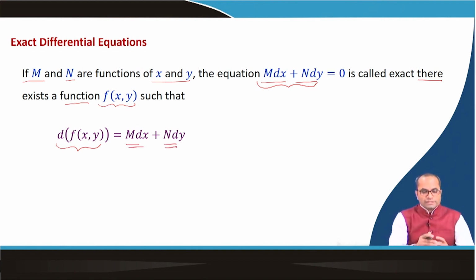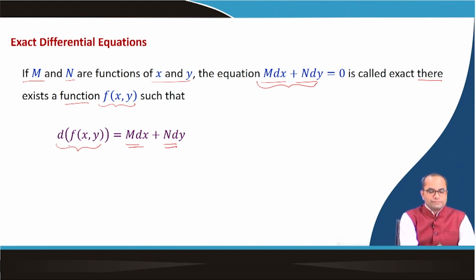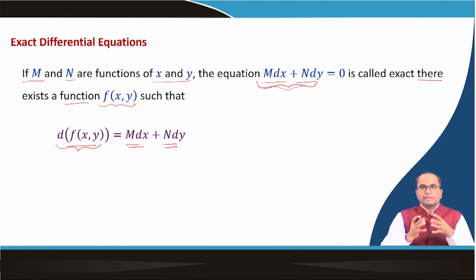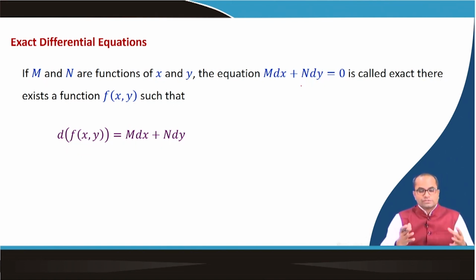So, what is the advantage of having such a function and why do we call this exact? Because here we have the exact differential. The whole differential equation can be written as the exact differential of a function f(x,y), then we call such an equation an exact differential equation.